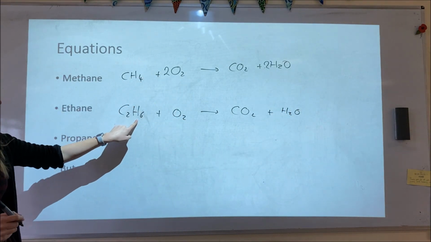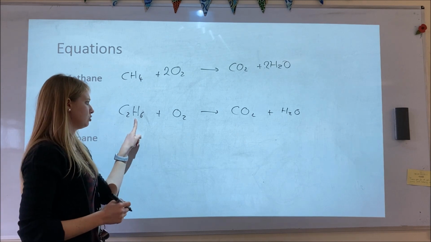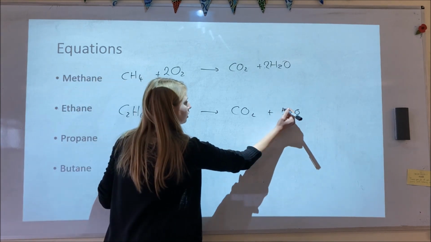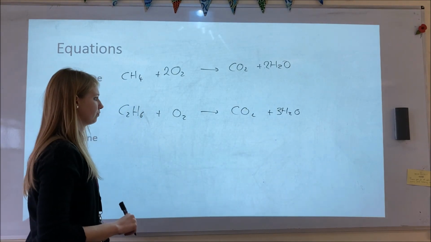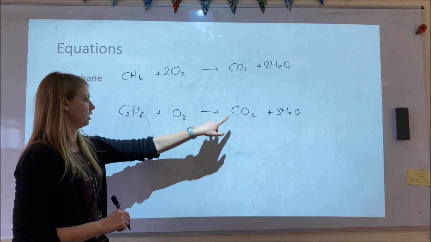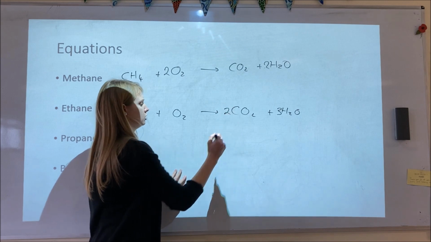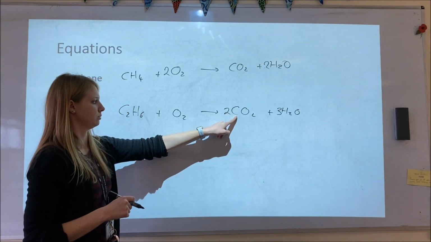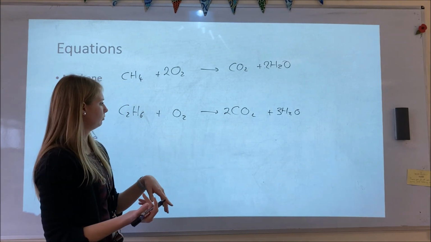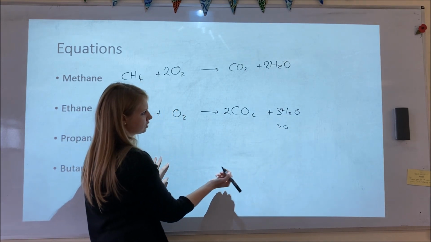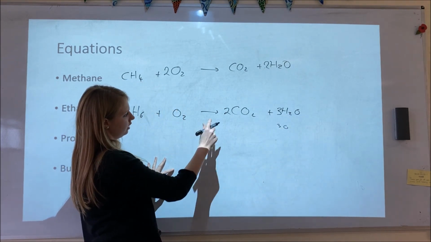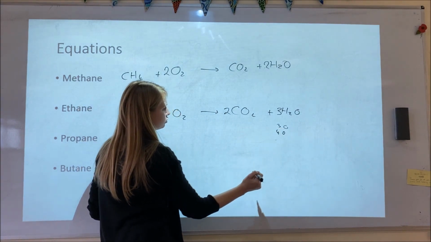This time I've got 6 hydrogens here, so I'm going to put a 3 there to make 6 hydrogens on this side. I've also got 2 carbons here and only 1 here, so I need to put a 2 in front of the carbon to make 2. That now means that I've got 3 oxygens there and 4 oxygens there.